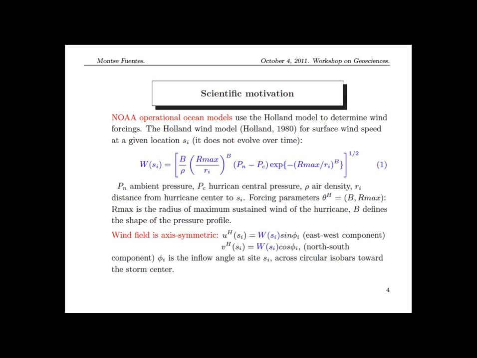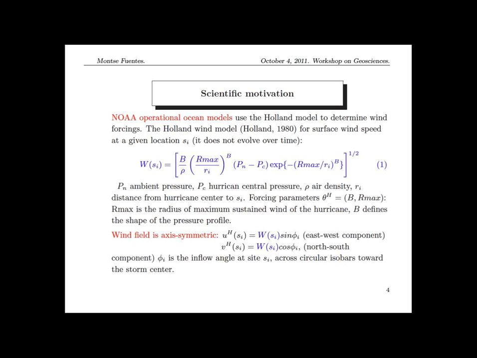Okay, so this is the Holland model. This is the model that is being used to generate these forcing fields for the Princeton Ocean Model. This model has a series of parameters here: the hurricane central pressure, the ambient pressure, and all that is being obtained from the Hurricane Research Center. And there are two parameters: this B parameter, which is the shape of the pressure profile, and this R parameter, which is the radius of the maximum sustained winds, and this is estimated from the data. Or in many cases, those parameters are also fixed based on historical data.